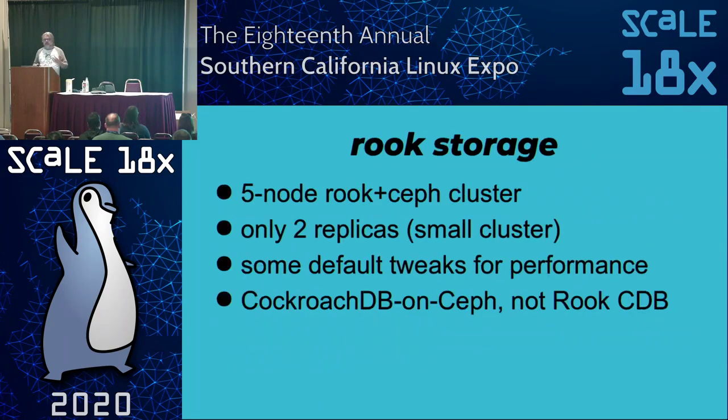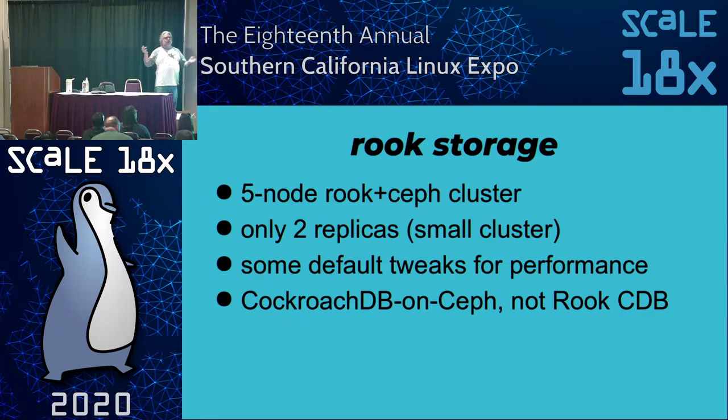And so it had an amplified effect here. Now, our third configuration that we're testing here is our cloud-native storage using Rook and Ceph. So we've got 5 nodes of Rook and Ceph here. Now, because it's such a small cluster, I only did 2 replicas of each shard of the storage.